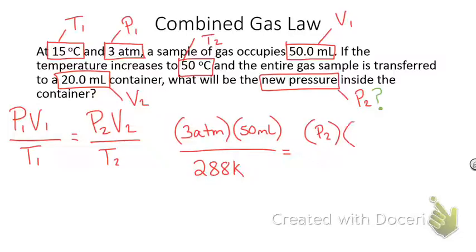P2 is my unknown. 20 milliliters is my volume 2. And then again, don't make the same mistake. If you put 50 degrees Celsius down here, please cross it out with a big fat X. That is not correct. You have to use Kelvin. So it's a simple conversion. Add 273. So I'm going to put 323 Kelvin down below. Perfect. Now, how do I solve it?